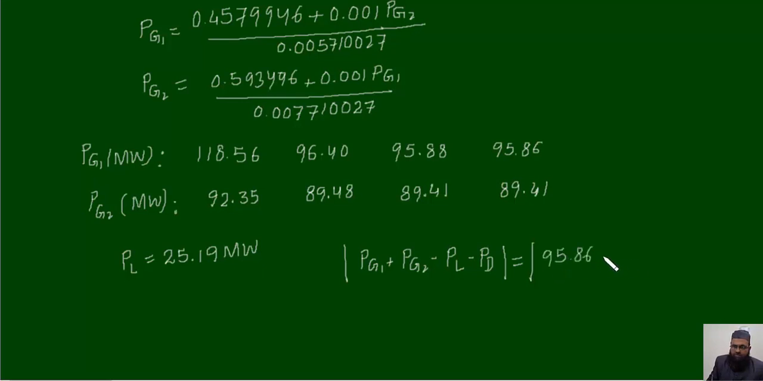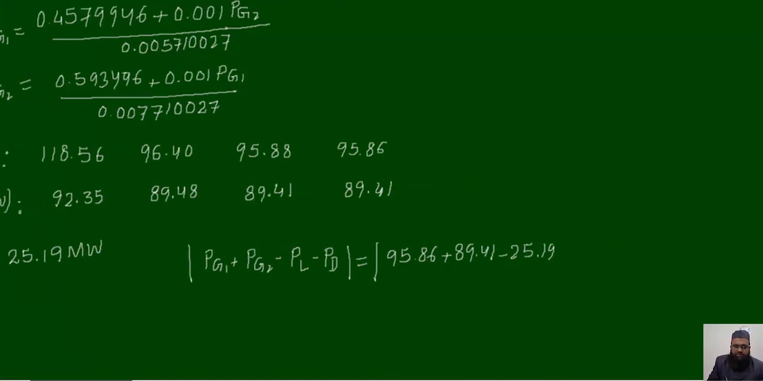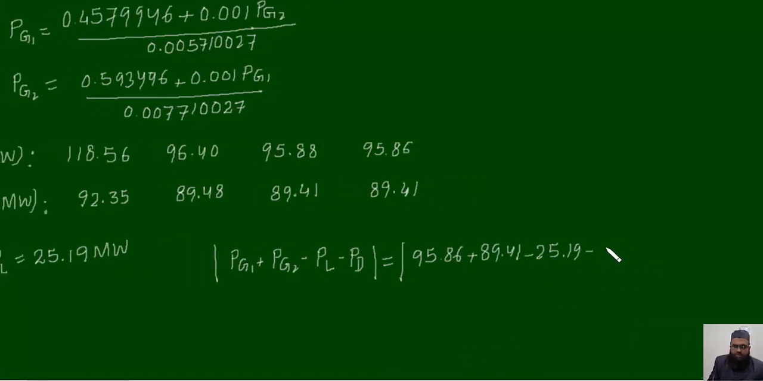PG1 is 95.86 plus PG2 is 89.41, loss is 25.19, minus 160 megawatt. This was the demand. So this is coming out to be 0.08.